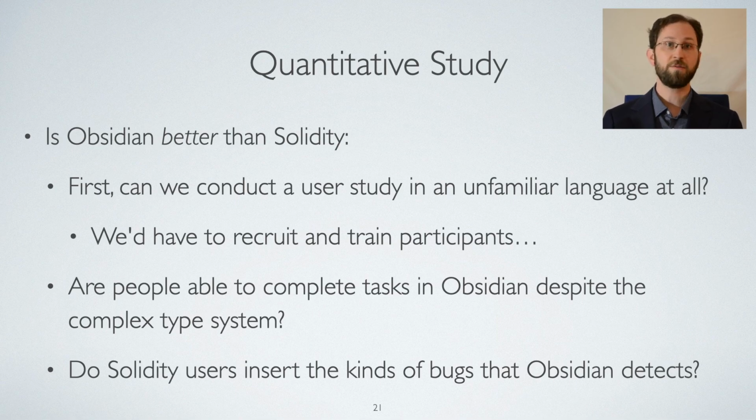Now, given this language, we wanted to know whether we could show that it was better than Solidity, or in fact, whether it was the case. So the first question is whether we would be able to conduct a user study in an unfamiliar language at all. Maybe we'd have too much trouble recruiting and training participants in this unfamiliar language. But if we could do that, then we were interested in finding out whether people were able to complete tasks in Obsidian despite the complex type system, right? You could imagine maybe the type system could be so complicated that people couldn't get their work done. And then finally, whether Solidity users would insert the kinds of bugs that Obsidian detects, right? Because otherwise it's not worth going to a lot of trouble to detect and prevent those kinds of bugs.